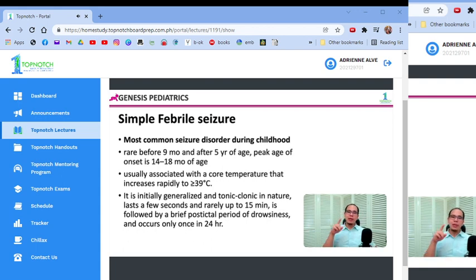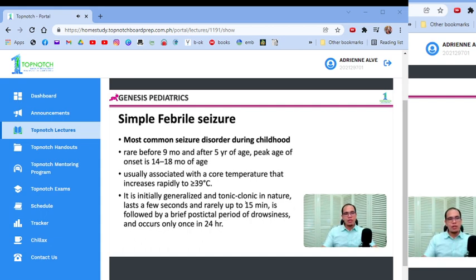Paano yung tinatanong niyo sa mga parents? So yung gaze niya should be upward gaze. It should not be left or right versive gaze. Okay, both extremities merong generalized tonic and clonic movement. Kapag isang side lang yung gumagalaw, okay, then that is already focal, okay? It does not last more than 15 minutes, okay?